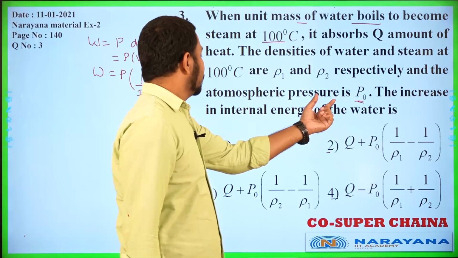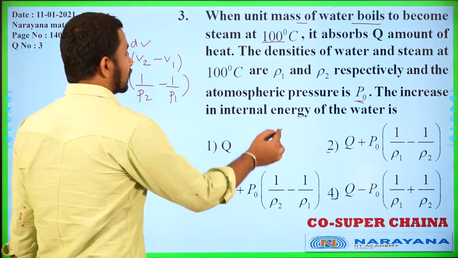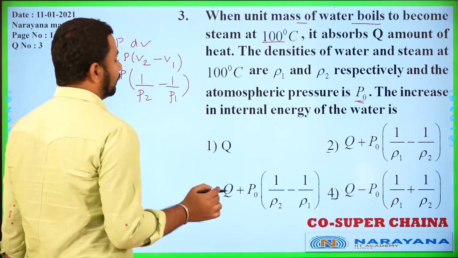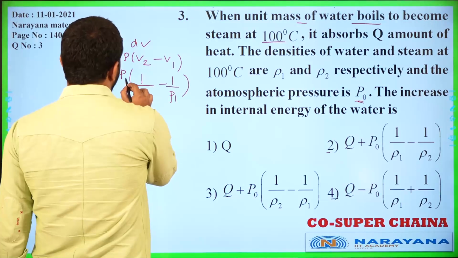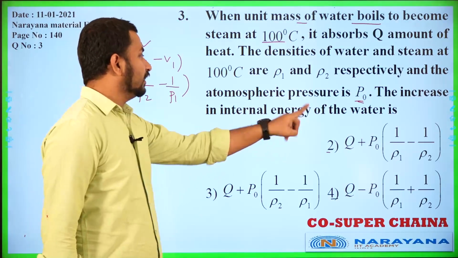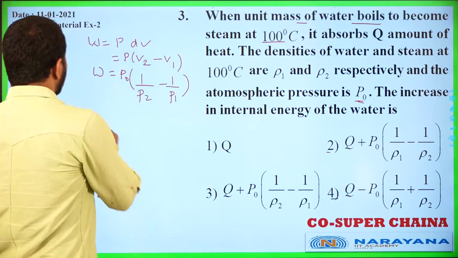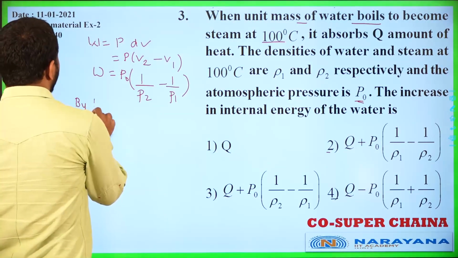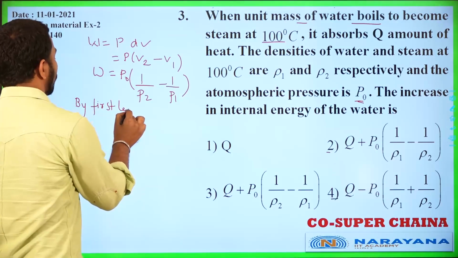Now you are given that the atmospheric pressure is P naught. So here we will take the atmospheric pressure as P naught. What you need to calculate here is the increase in the internal energy. So by applying the first law of thermodynamics, what can we write?